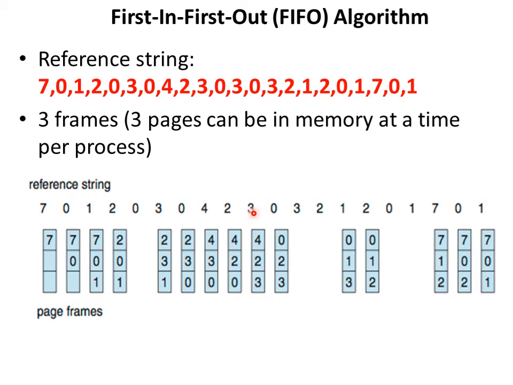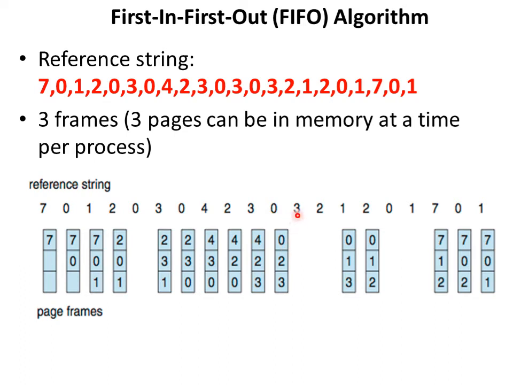Next incoming request is 3. 3 is not there in this memory. Oldest frame is 0. 0 is replaced by 3. Next incoming request is 0. 0 is not there in the memory. Oldest frame is 4. So 4 is replaced with 0 here.